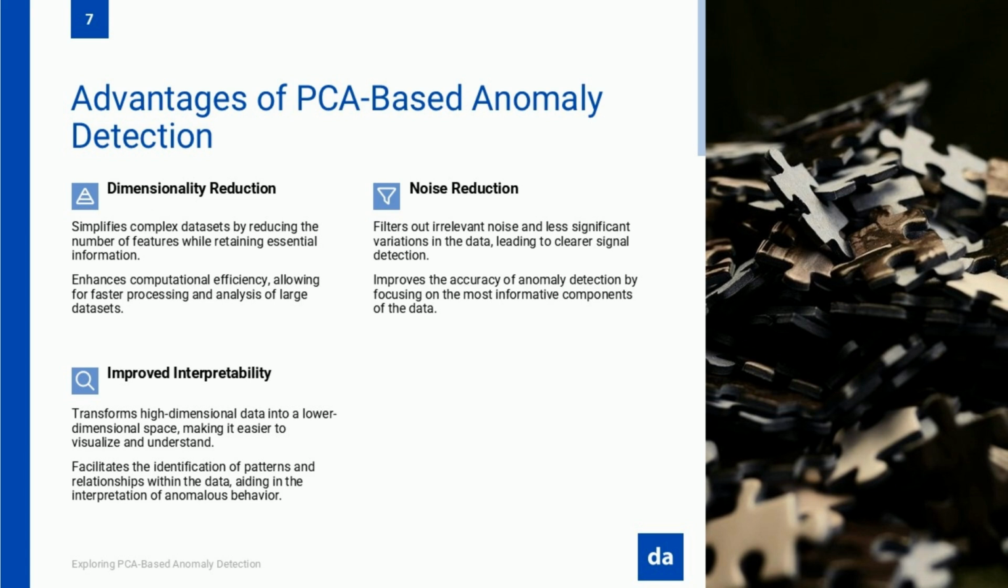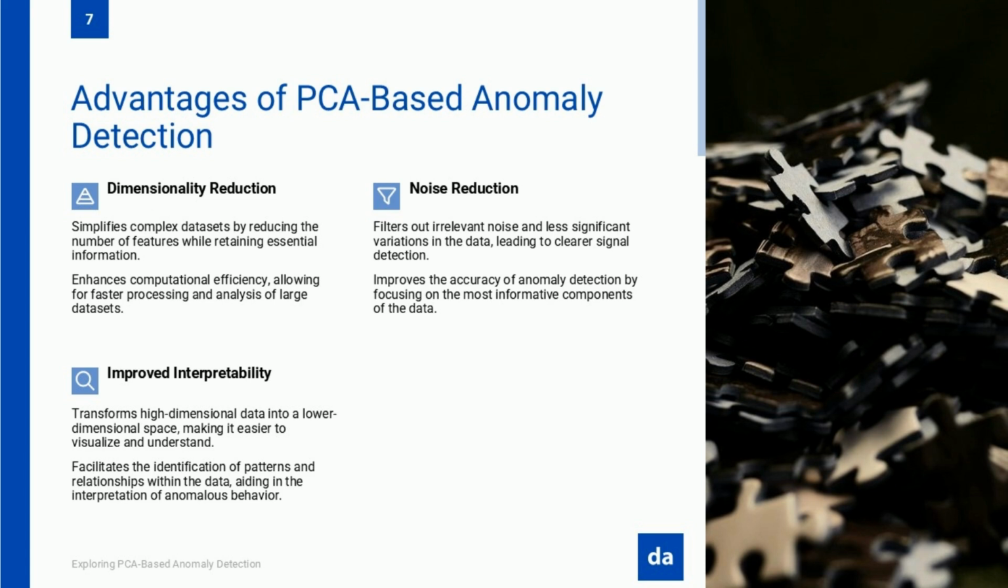One of the biggest advantages of PCA is dimensionality reduction. Many real-world datasets contain dozens, hundreds, or even thousands of features, but not all of them provide meaningful information. Instead of analyzing all features separately, PCA condenses them into a smaller set of principal components that capture the most important patterns while discarding redundant information. This makes it much easier to spot trends, clusters, and outliers without getting lost in an overwhelming amount of data.